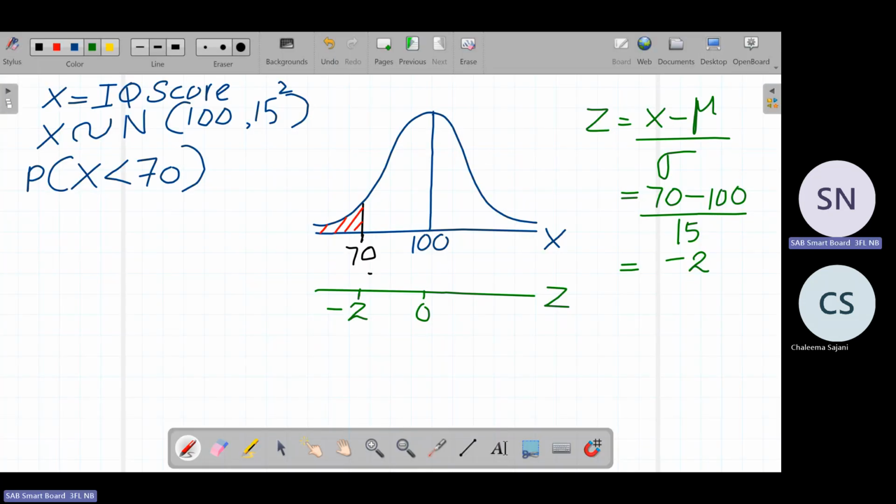Then we got the answer 0.4772. It gives the probability between 0 and -2.